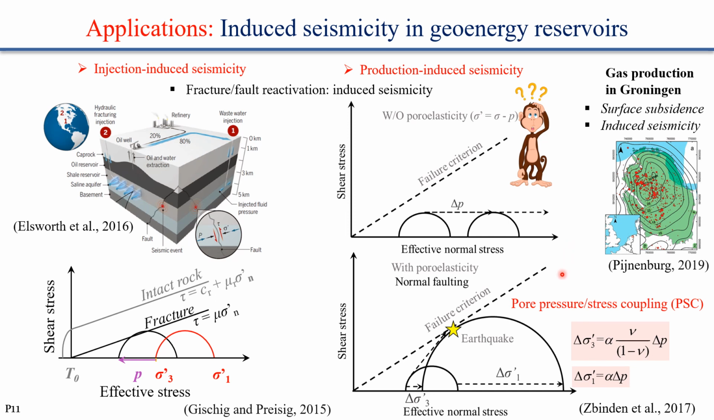So we need to incorporate other mechanisms. The mechanism is pore pressure and stress coupling, PSC. For example, in a normal faulting stress regime, the reduction of pore pressure will move the Mohr circle towards the right-hand side. But it can also change the effective stress in different directions with different magnitudes. Then it tends to enlarge the Mohr circle. So in this case, the enlargement of the Mohr circle still results in the possibility of crossing the failure envelope and the earthquake.